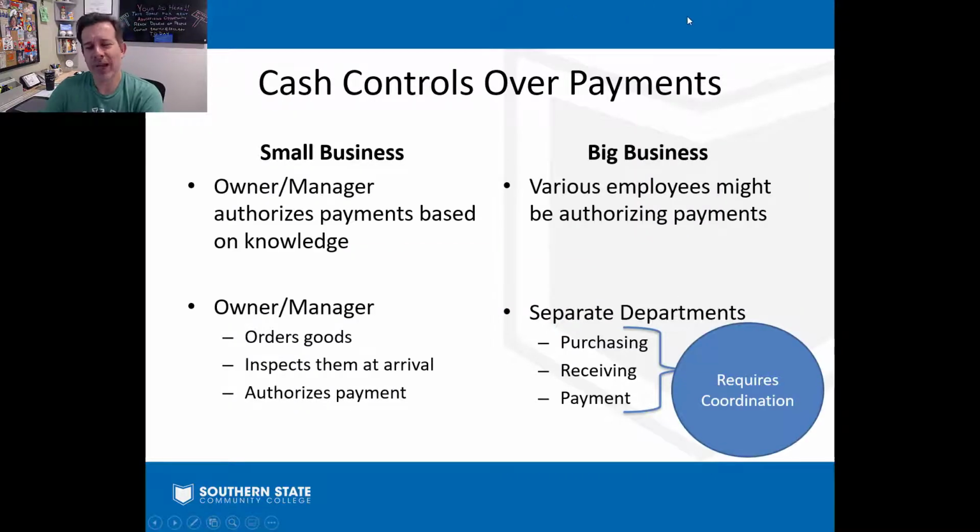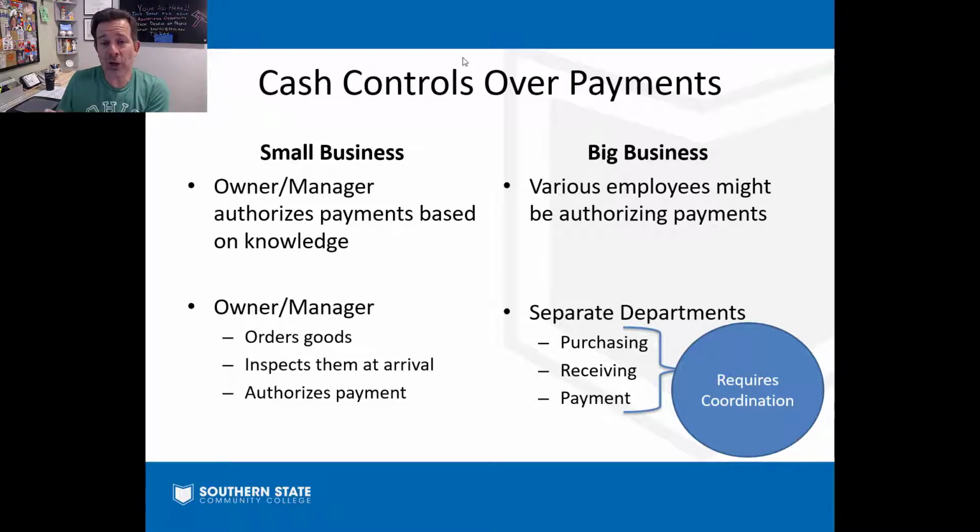So our controls over payments, you can kind of look at it from 2 different standpoints. If we're talking about a small business, maybe the owner and manager are one and the same. The person that owns it fulfills that management function. Normally they know everything that's going on. The business is small enough where they have their hand in all of it. So that owner manager might be the one who not only orders goods, but also inspects them when they come in, makes sure they got what they ordered, and also authorizes the payment, signs the check so the goods can be paid for. And so in a small business, one person, the owner, may fulfill all those different functions.